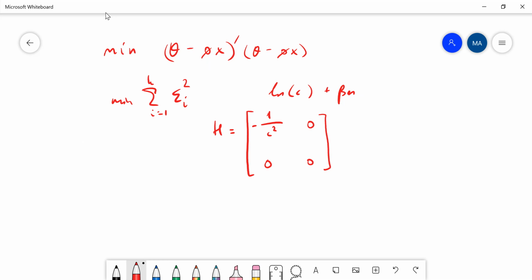Okay, so what do you learn from this matrix? You're going to check whether it is negative definite or not, right? But it becomes inconclusive. Why? So let me just make sure. The first is negative, 1 over c squared. The second is 0. So it is concave, but not strictly. So you cannot say it is strictly concave. And actually, you can see that it is not strictly concave from here, obviously.